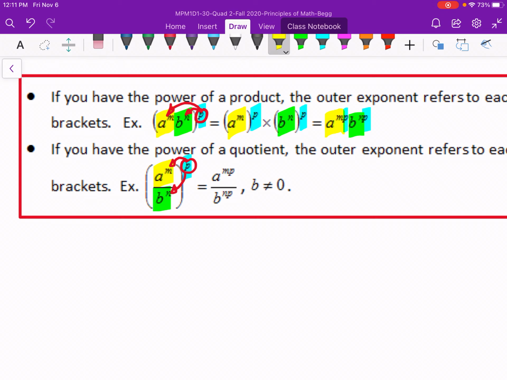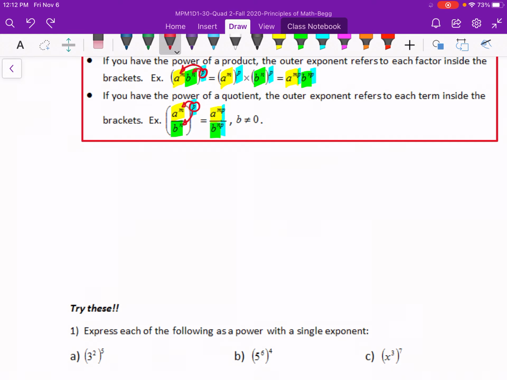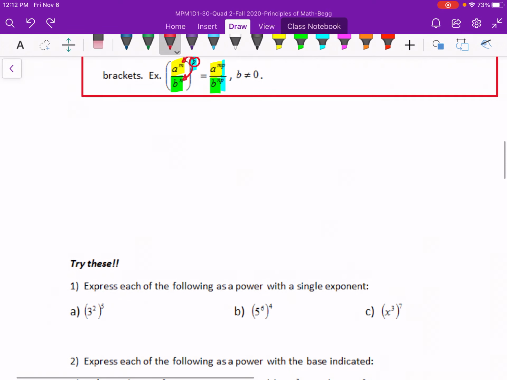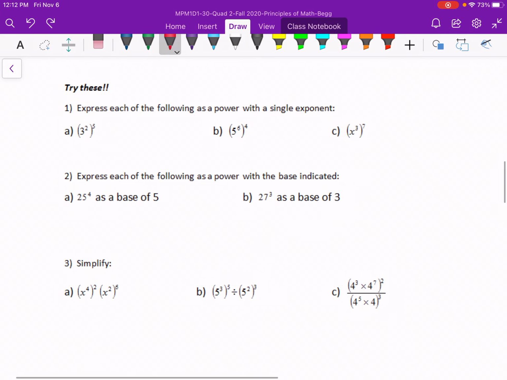So again, notice how I got a to the m to the p on the top, which is what I often get, but I also have b to the n to the p on the bottom. We don't want to forget about this little p down here on the bottom. Often gets forgotten. So let's try some different examples of stuff.